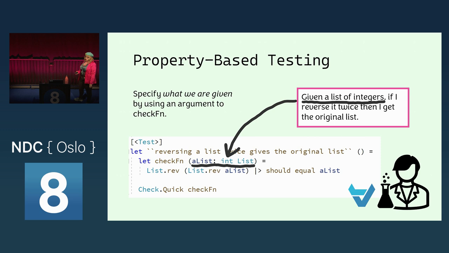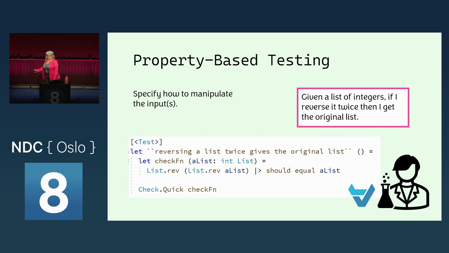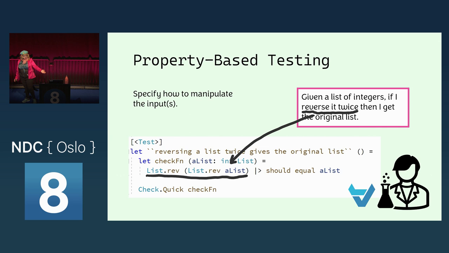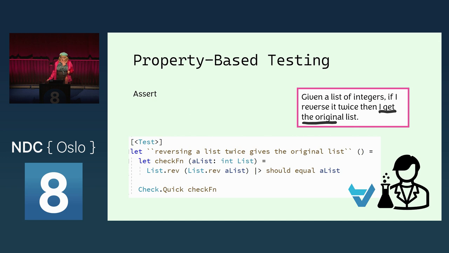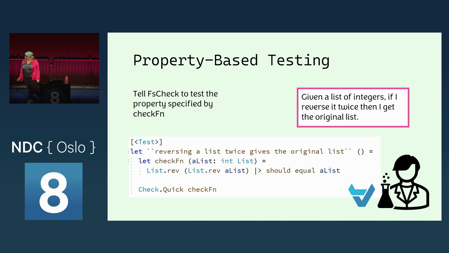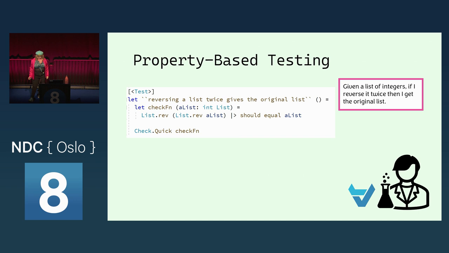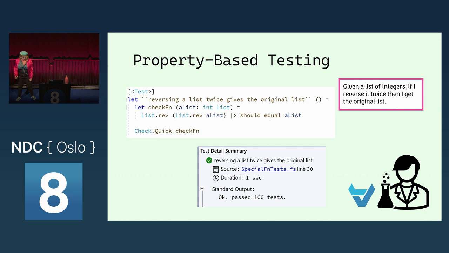I then specify how to manipulate the inputs. In this case, I am reversing it twice, so I pass it into the F# list reversal function twice. I'm using the F# standard library rather than our list reverse function because reasons. And then I assert using a standard library function. In this case, I'm checking I get the original list. This is using an FsUnit equality, deep equality check. It's read as it's written. This is the reason why I used F#. And then I just tell FsCheck to run the property using Check.Quick, and I run it. I get a green tick, and I'm like, cool, I can move on with my life.